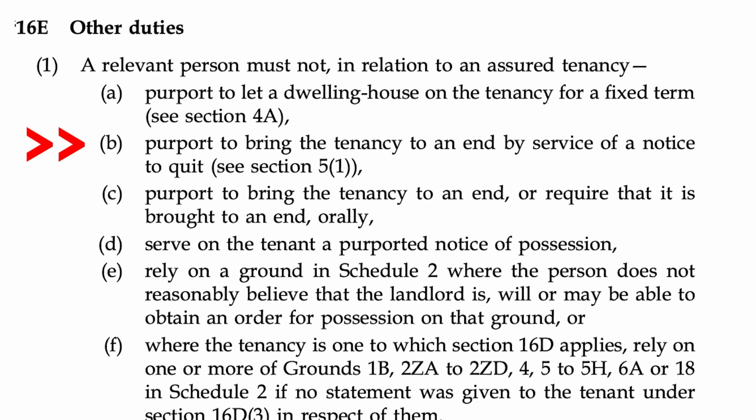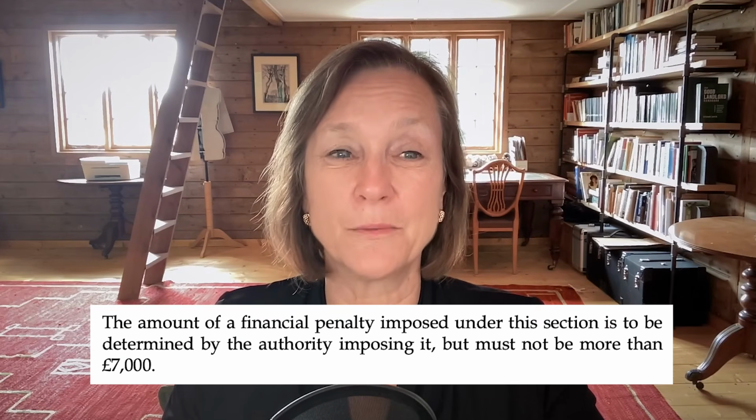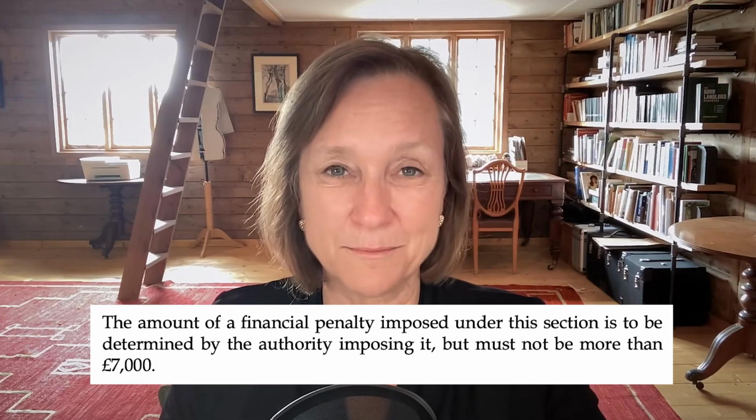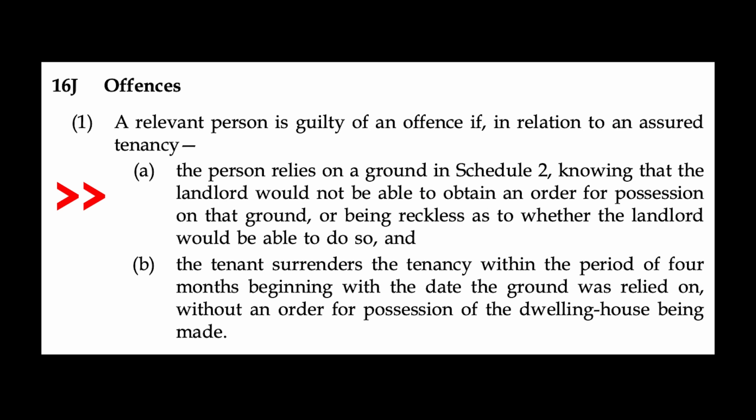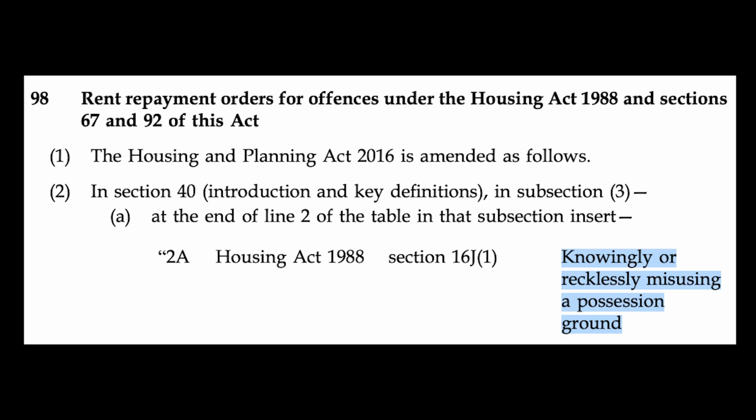And if you try and do it any other way, for instance, trying to serve them a notice to quit or asking them to leave orally, then the local authority can issue you with a civil penalty of up to £7,000. And it's an offence to rely on a ground knowing that you won't get an order for possession. And if the tenant moves out, then the civil penalty is up to £40,000. And the tenant can also apply to the first tier tribunal for a rent repayment order of up to 2 years' rent. So this all means that you have to make sure that you qualify for a ground and follow the Section 8 process if you want a tenant to leave.